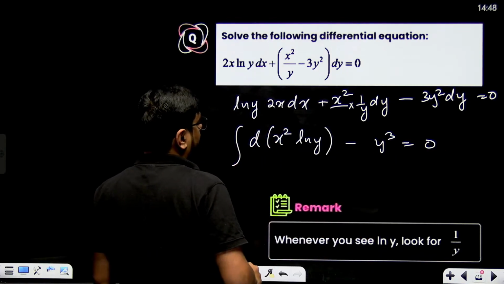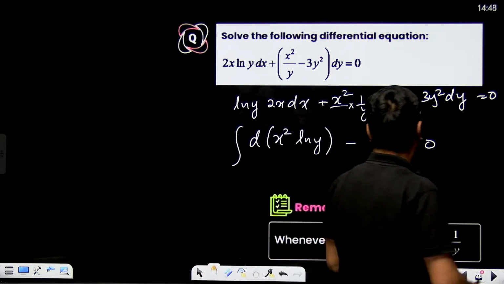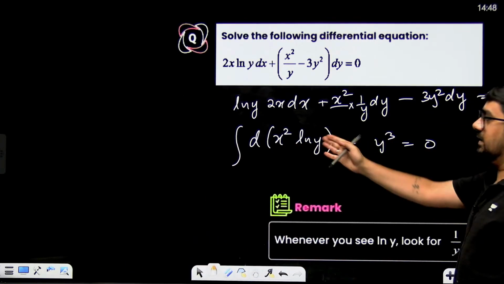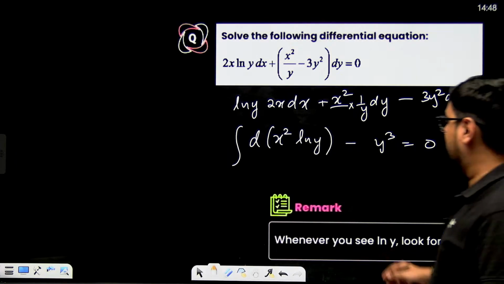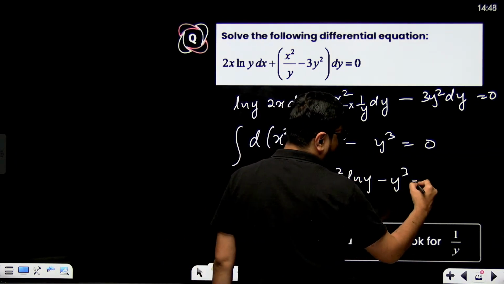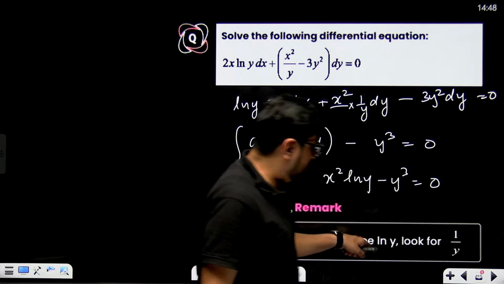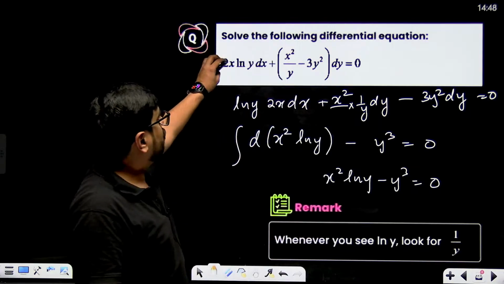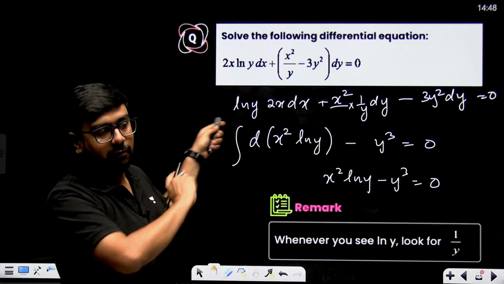Integrating, this we can integrate. So this will become x square ln y minus y cube equal to 0 directly. One remark: whenever you see ln y, look for 1 by y. So 1 by y and ln y will make the third form in the exact forms.